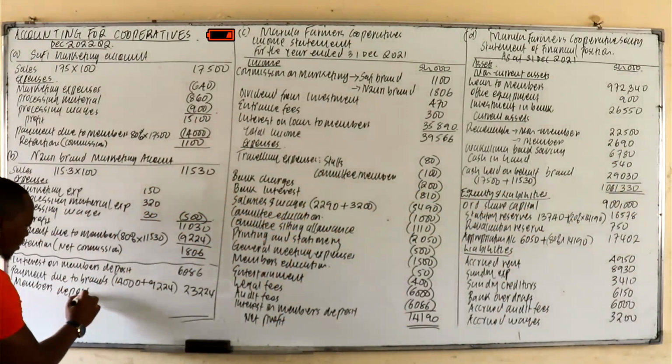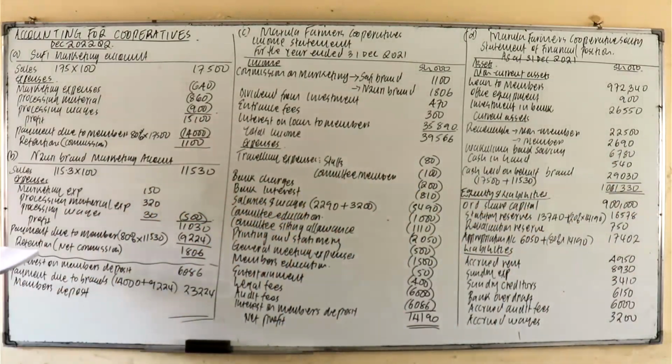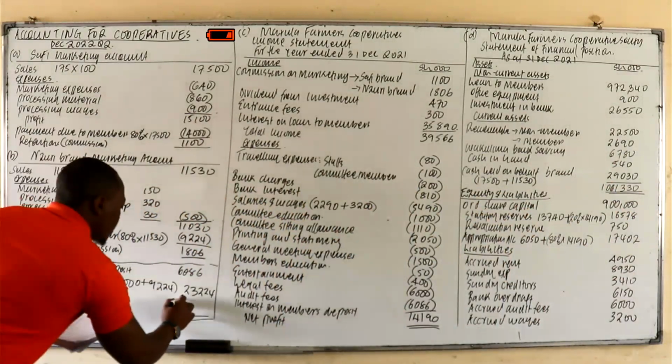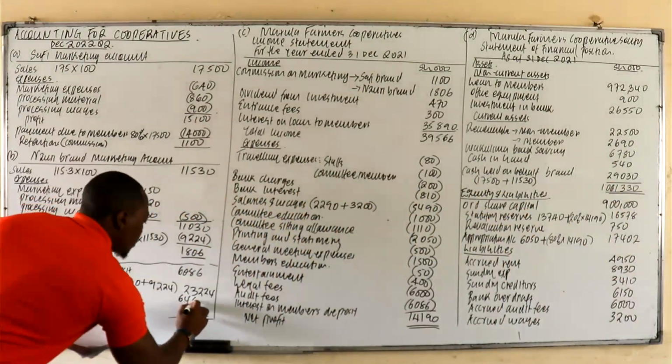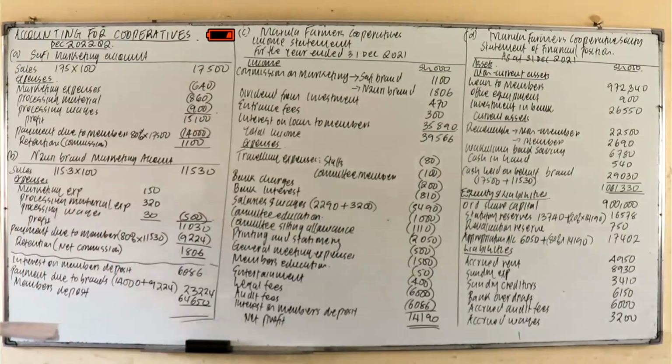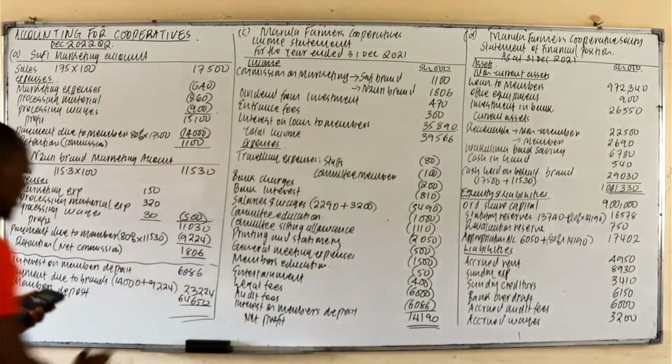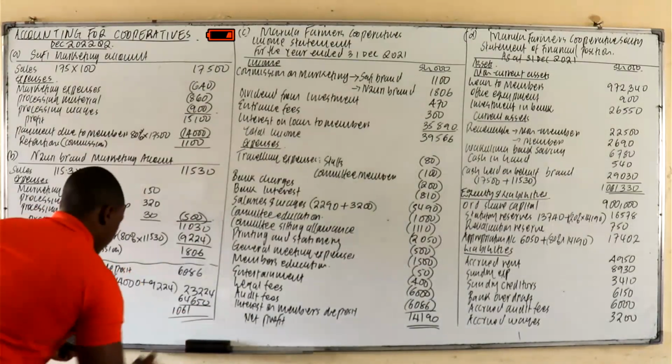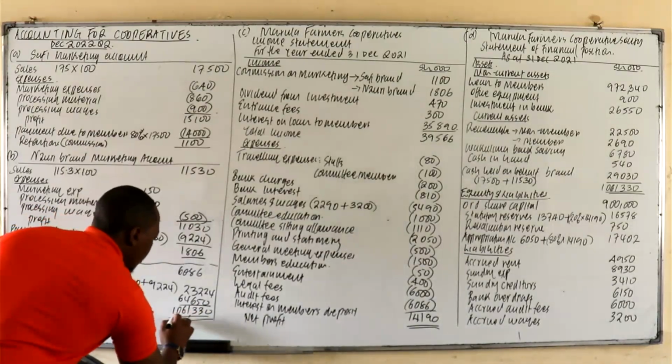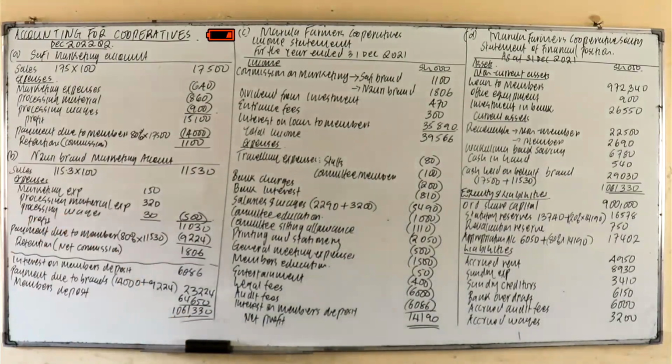Now, this liability, the members deposit, was an amount of 64,650. So I think now it will tally. So you add 64,650, and you get 1,061,330. It's as simple as that.